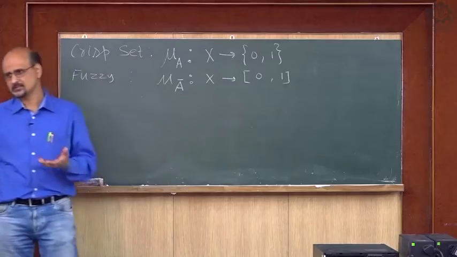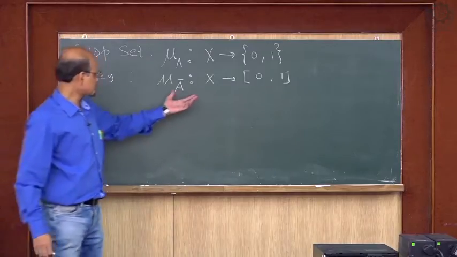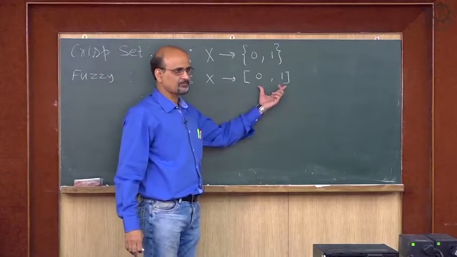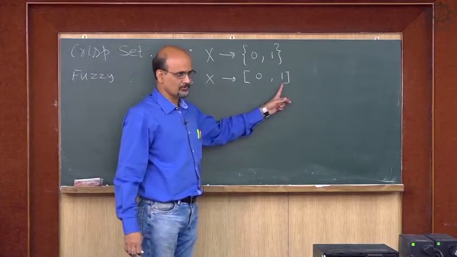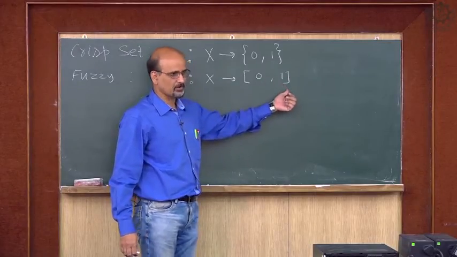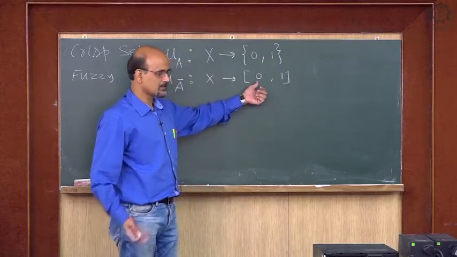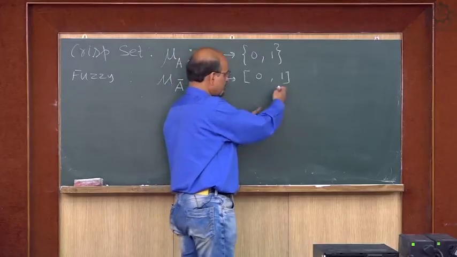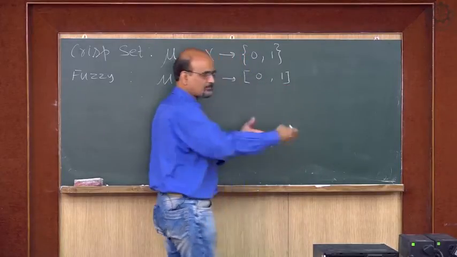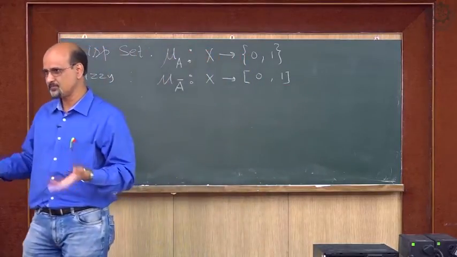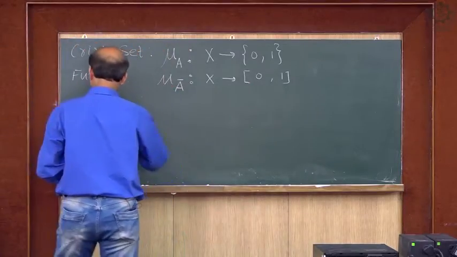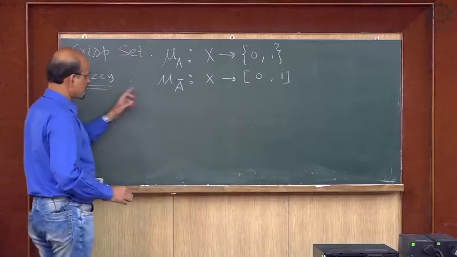That means this membership function value will have infinite number of points between 0 and 1, including 0 and 1 also. So, when it is not included, exactly not included, then it is 0. If it is wholly included, it is 1, and in between that we have infinite number of points depending upon your problem. Now, this is your membership function.